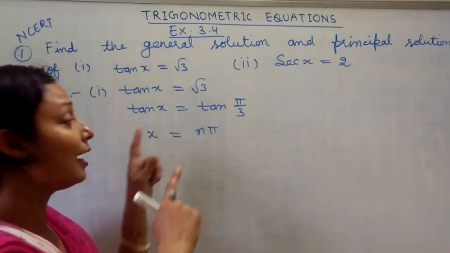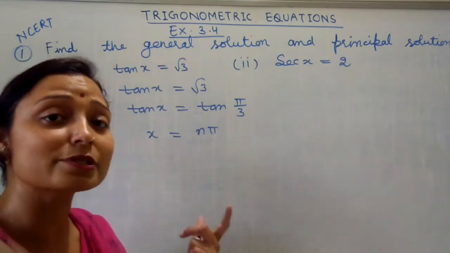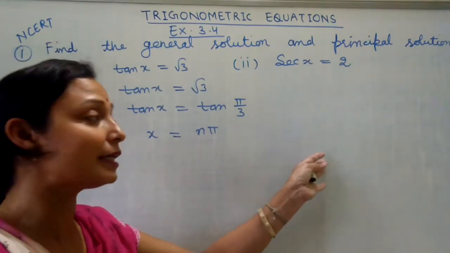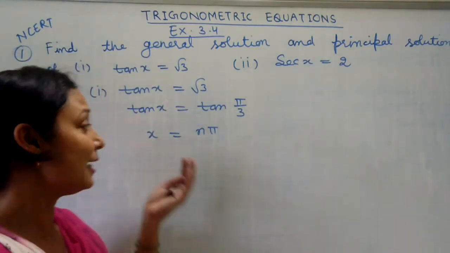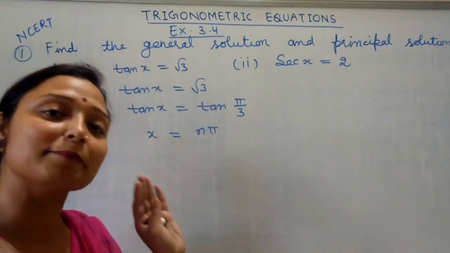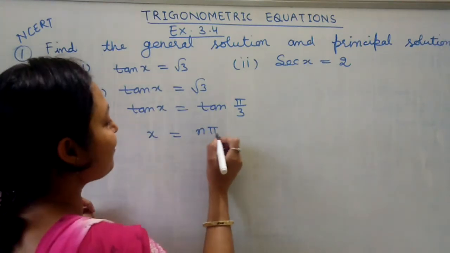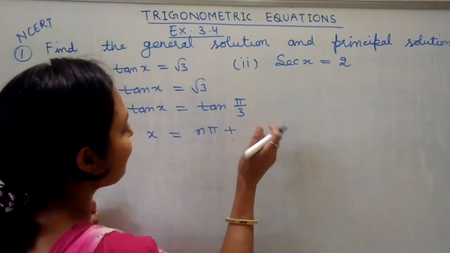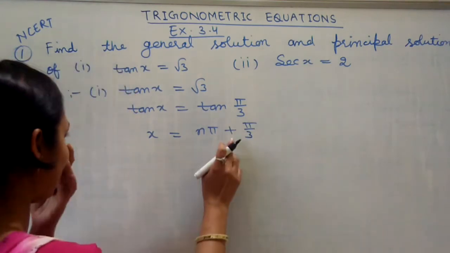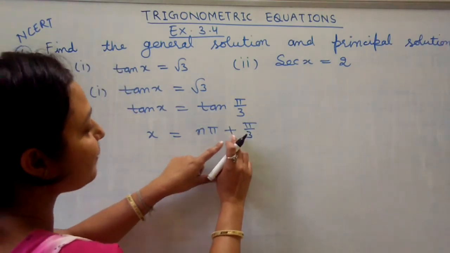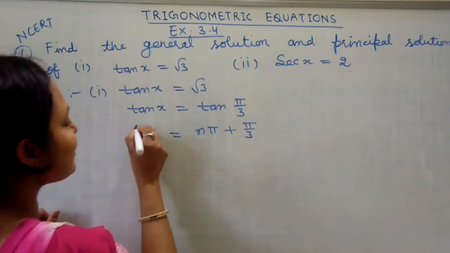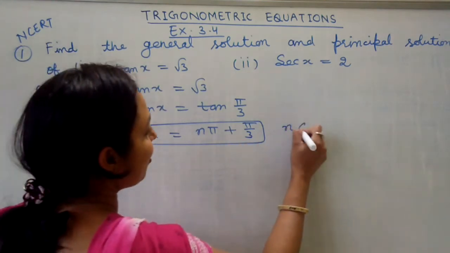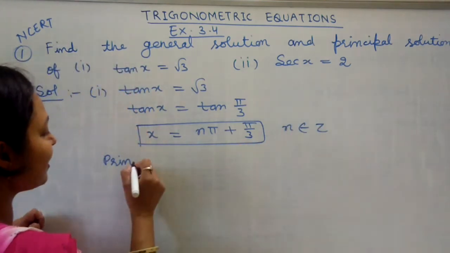In the previous question we used theta, but in NCERT we have x in place of theta. That's why I will write x in place of theta. So x is equal to n pi plus pi by 3, where x is equal to n pi plus alpha. So this is the general solution. But I want the principal solution. For the general solution, I always write n belongs to integers.